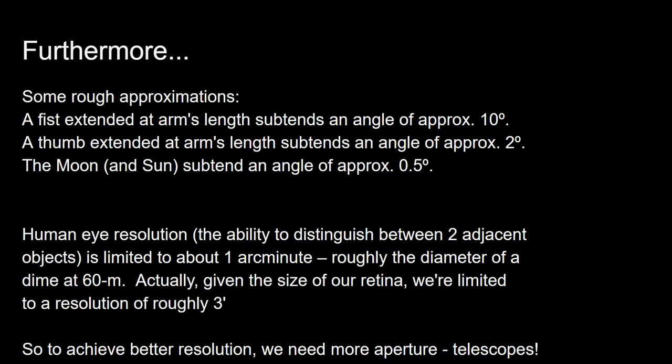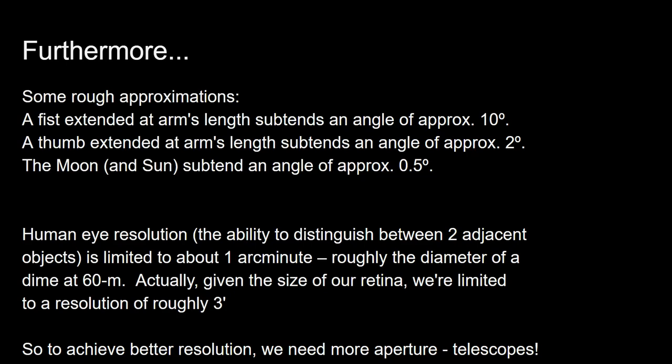So here's just a couple of rough approximations to think about. You don't have to write any of this down, but if you extend your fist at arm's length, that gives you an angle of about 10 degrees. If you extend your thumb at arm's length, that's about 2 degrees. That's why you can easily block out the moon or the sun with your thumb, although you want to close one eye for the total effect. And again, the moon and sun both subtend an angle of about half a degree.